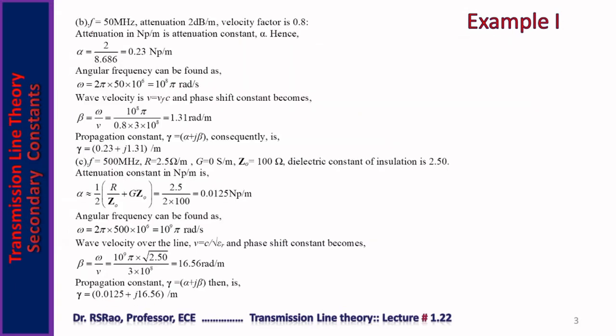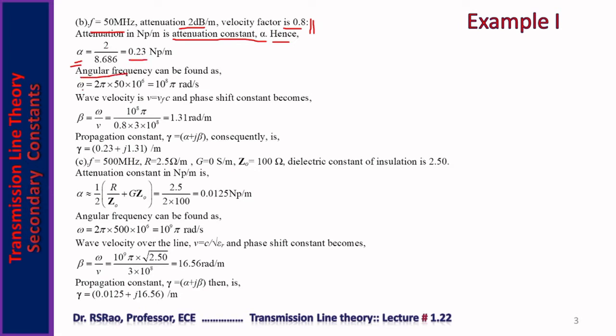B. Frequency is 50 megahertz, attenuation is 2 decibels per meter, velocity factor is 0.8. This is the given data. Attenuation in Nepers per meter is attenuation constant alpha. Here attenuation is given in decibels, but the attenuation constant used in propagation constant should be in Nepers per meter. So we have to convert it. 2 divided by 8.686 converts dB into Nepers, resulting in 0.23 Nepers per meter.